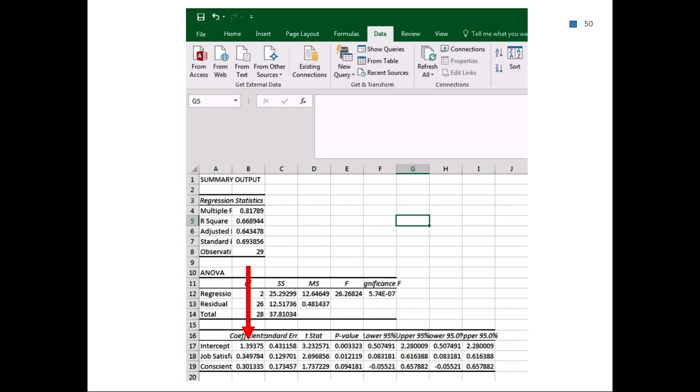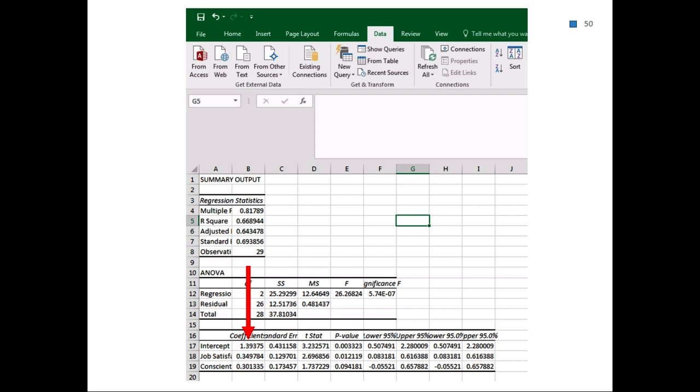So start by highlighting the empty cell and the coefficient cell, and then scroll down until you've highlighted the intercept, the 1.39, the job satisfaction, the 0.349, and the conscientiousness and the 0.301. So that would be 8 cells in total you would want to highlight. So the blank cell, the coefficient cell, the intercept cell, the 1.39 cell, the job satisfaction cell, the 0.349 cell, and the conscientiousness cell and the 0.301 cell.